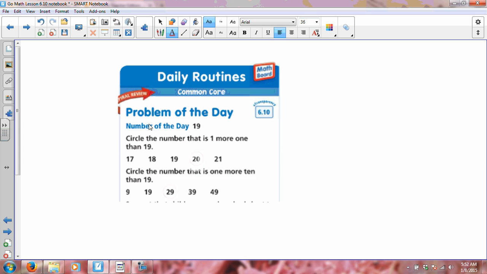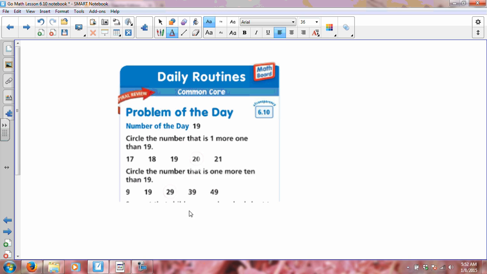Now, for this problem of the day, we need you to circle the number that is one more than 19. So looking at these numbers right here, which one is one more than the number 19? Go ahead and circle that number.